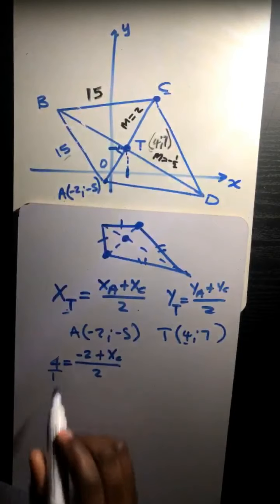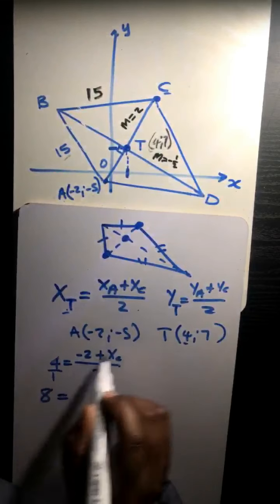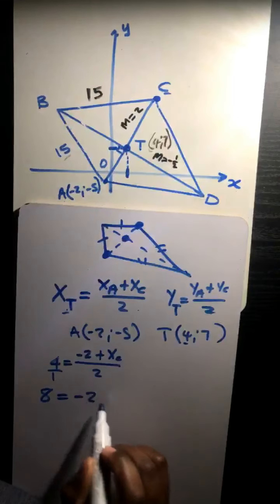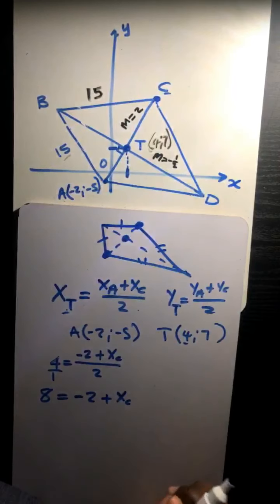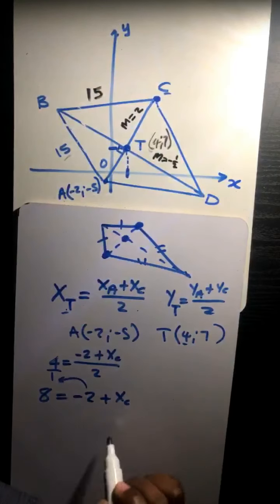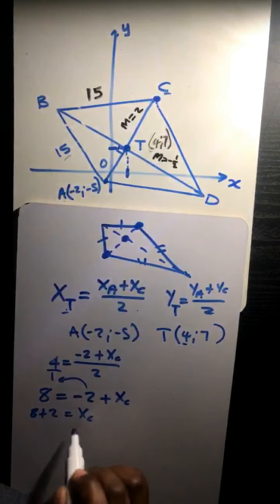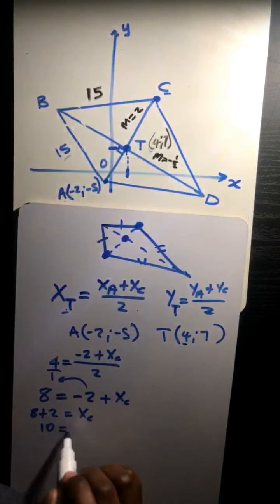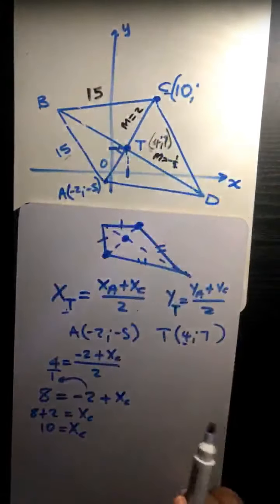When you cross multiply, what is 2 times that? It's 8. It is equal to, what is 1 times anything that you multiply by 1? It is exactly that. So letters on one side, numbers on the other side, which means you are going to transpose. Then you have 8, it changes the sign, is plus 2, X at C. 10 is equal to X at C. So already we know that the X value at C is 10.